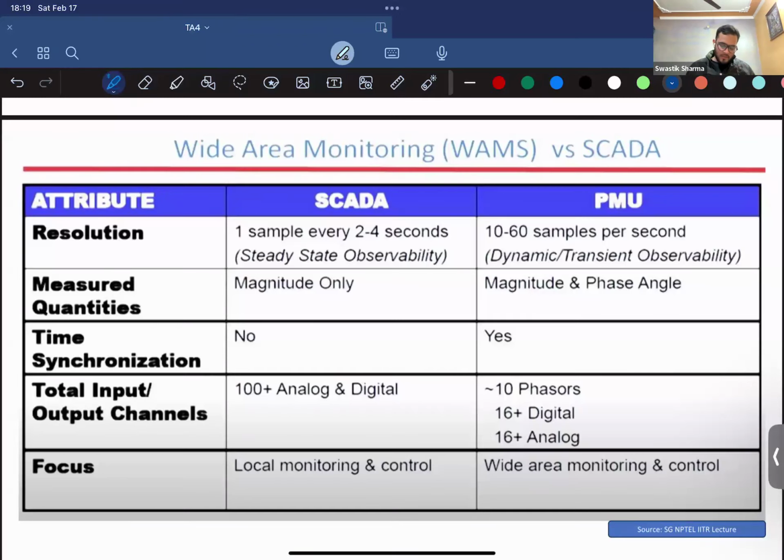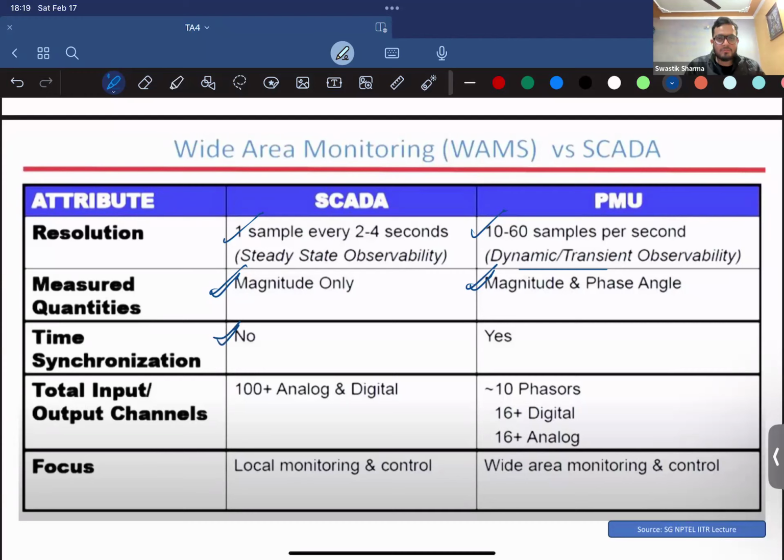Yeah, this was in the PPT itself. It's one sample every 2 to 4 seconds for SCADA, whereas it's 10 to 60 samples per second for PMU, giving it dynamic or transient observability. SCADA could measure only the magnitude, so you were leaving out the information associated with phase angle. For rotor angle stability, etc., you were not able to do that because you were only getting the magnitude. But here you are getting both the magnitude as well as phase angles.